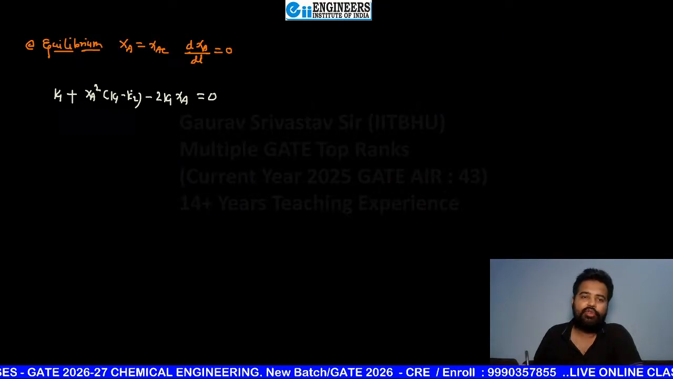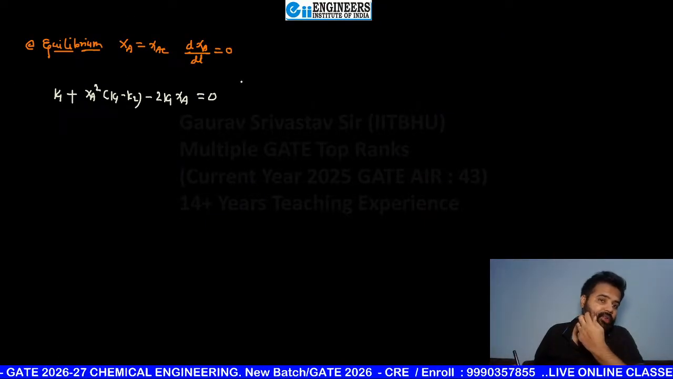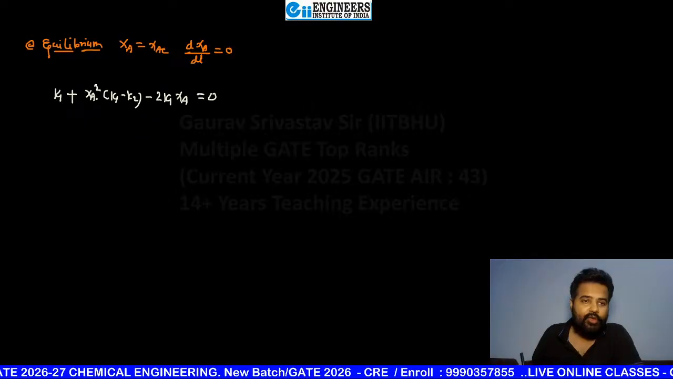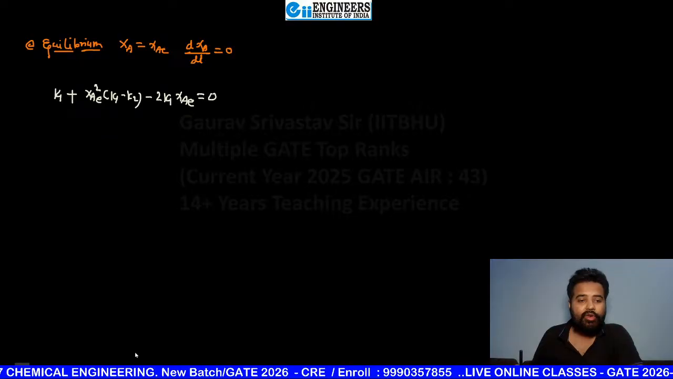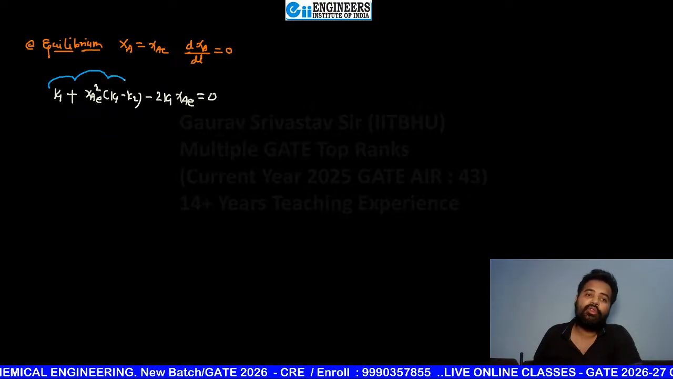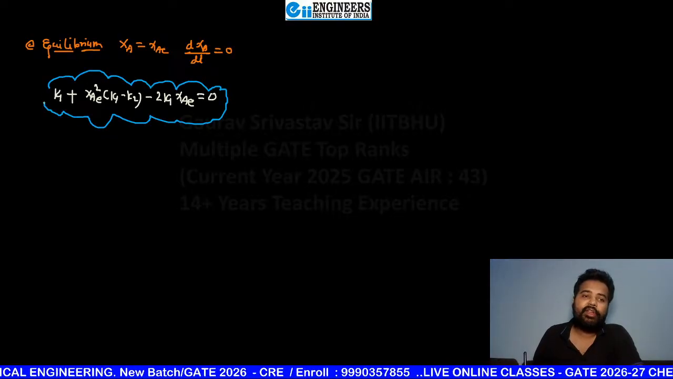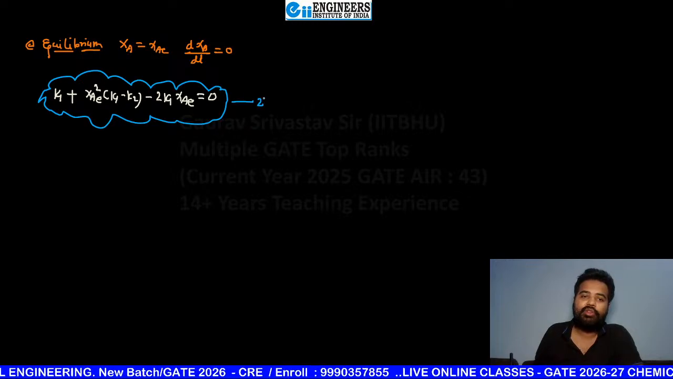I can write this equal to 0. So this expression, here you have to write xae and here you have to write xa. Again, maybe they can ask you one of the expressions, which one of the following is correct, and you can see this as an expression there, this as an expression there, that is equation number 2.